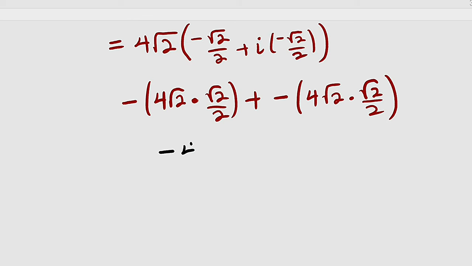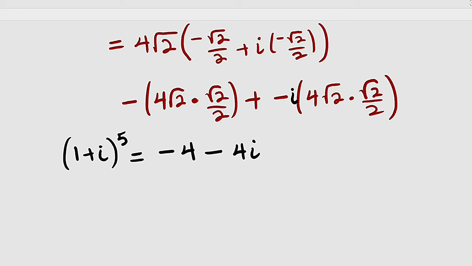This is negative 4. This and this will become negative, and this is also 4. But remember, we have our i here. So we have 4i, which implies that (1 plus i) raised to the power of 5 is the same thing as negative 4 minus 4i according to Moivre's theorem.